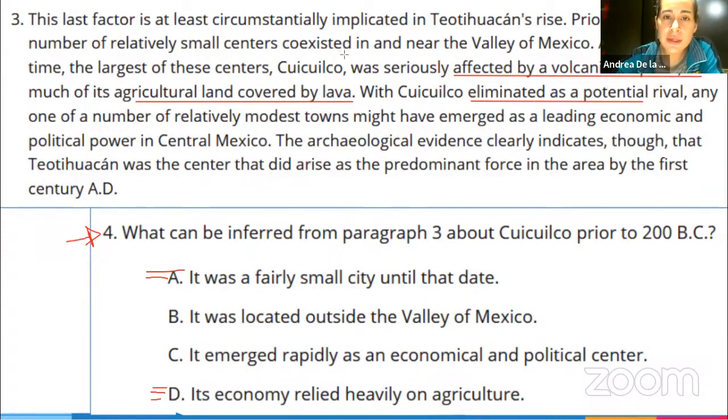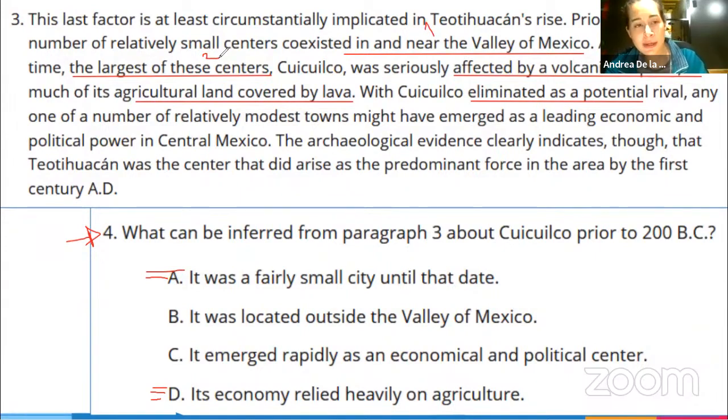The first thing we know is that this center was either inside the Valley of Mexico or it was near the Valley of Mexico, one of the two. We don't know which. Now then it says around this time, so prior to 200 BC still, the largest of these centers, Cuicuilco, was seriously affected. So another thing that we know about Cuicuilco, besides the fact that it was in or near the Valley of Mexico, is that it was the largest of those centers from the area, right? As Ricardo was saying. It was the largest of those centers.